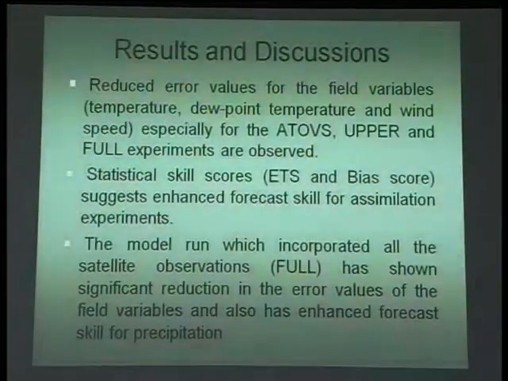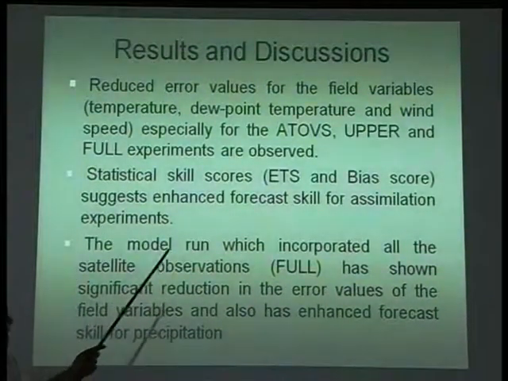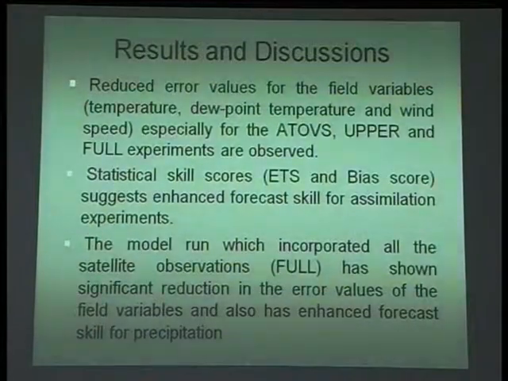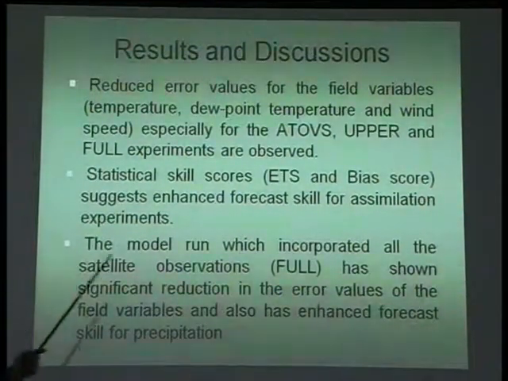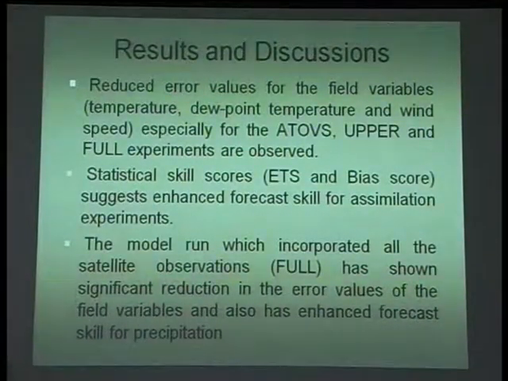to just sum up, the reduced error values for the field variables temperature, dew point, and wind speed are especially seen in the ATMS, upper, and the full experiments. This is also consistent as far as the equitable threat score and the bias curve is concerned. And the model run which incorporated all observations, including conventional, non-conventional, has shown significant reduction in error values for all field variables and also has enhanced equitable threat score.